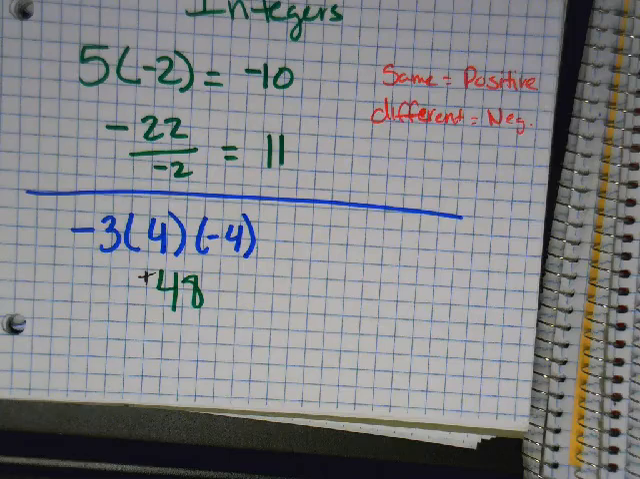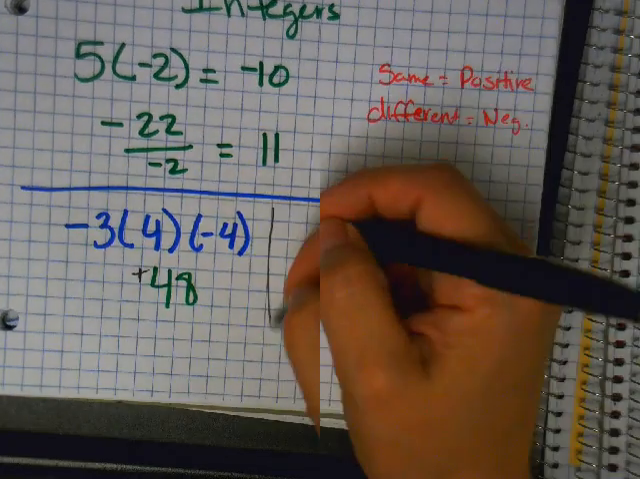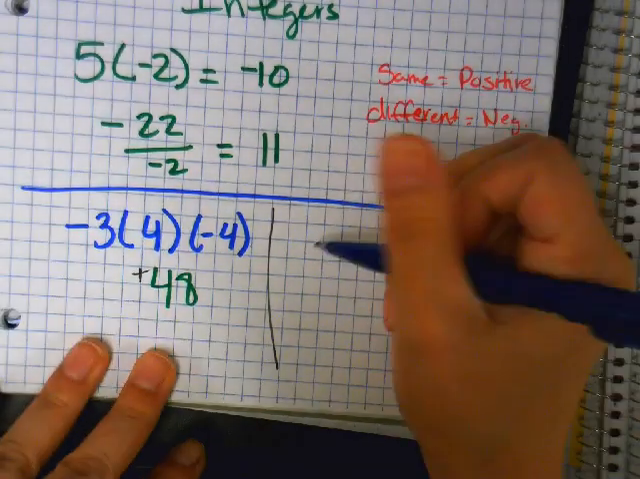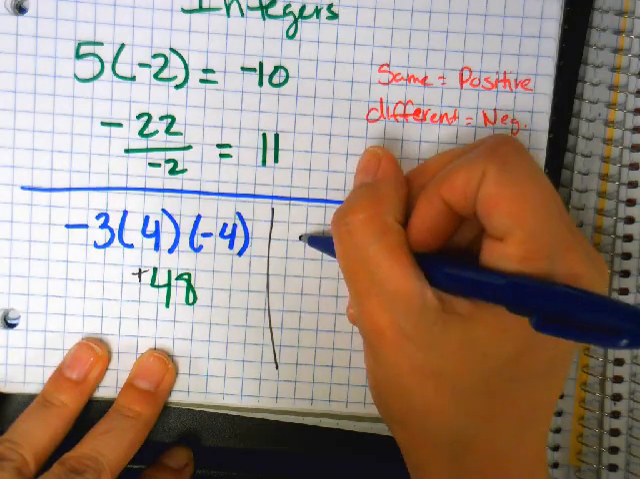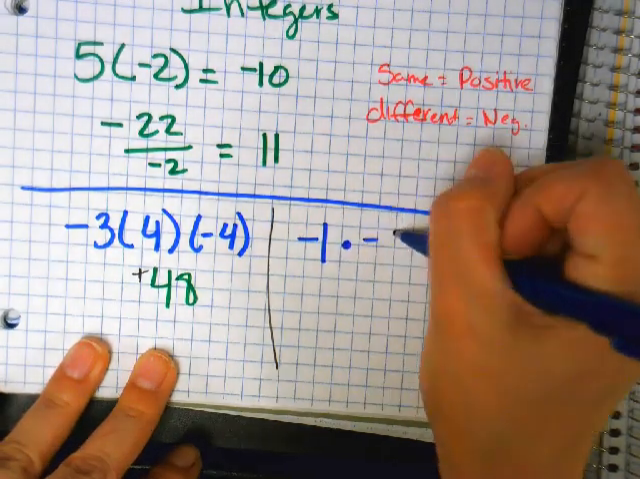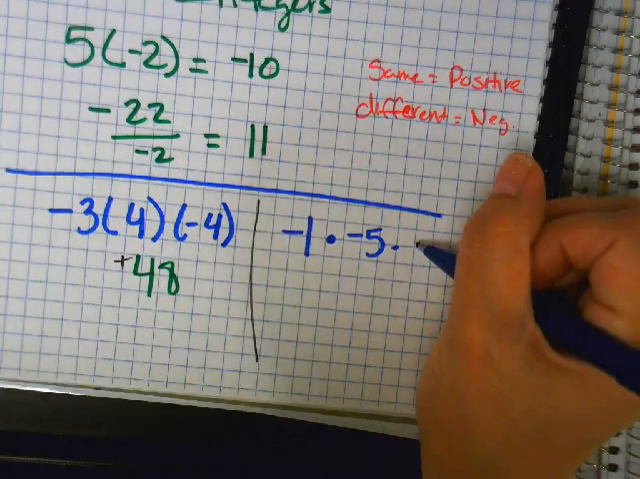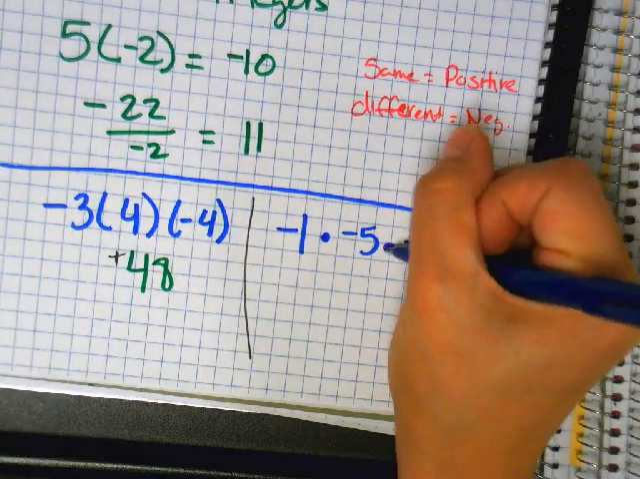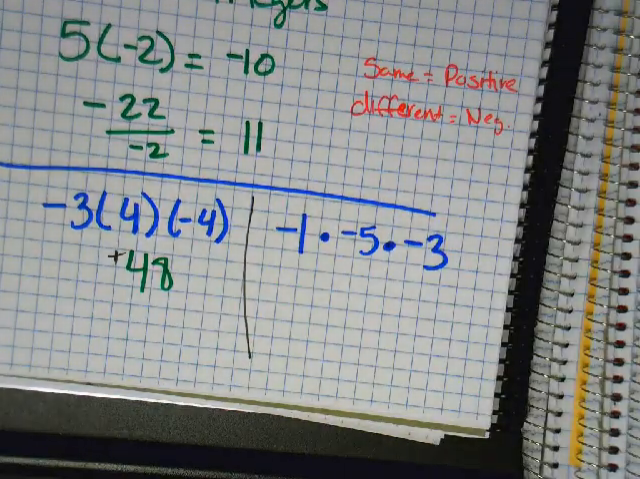Okay, all right. Let's try another one. What if I give you negative 1 times negative 5 times negative 3? No parentheses, these are all dots. Negative 1 times negative 5 times negative 3. Don't worry about the negatives. Just multiply the numbers. What's 1 times 5 times 3?